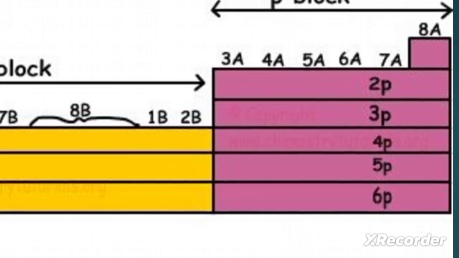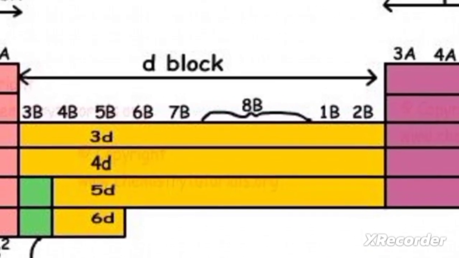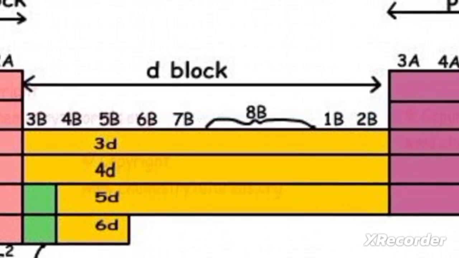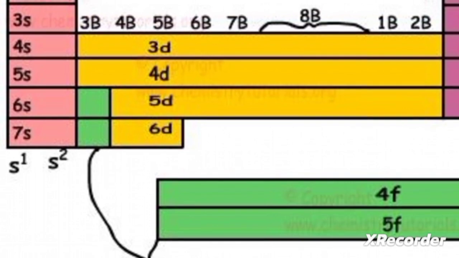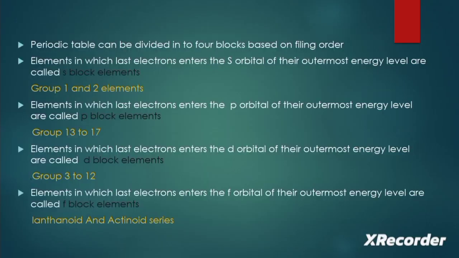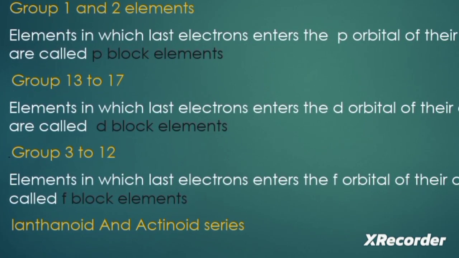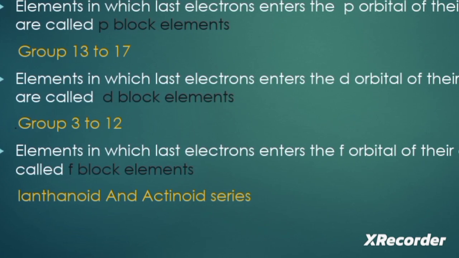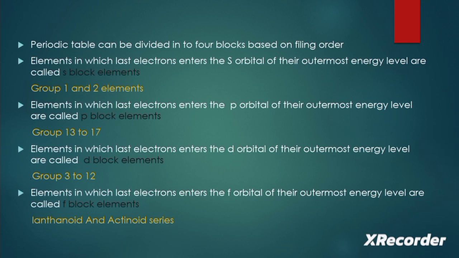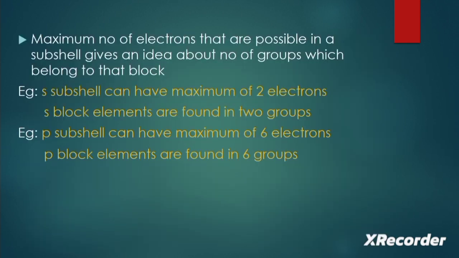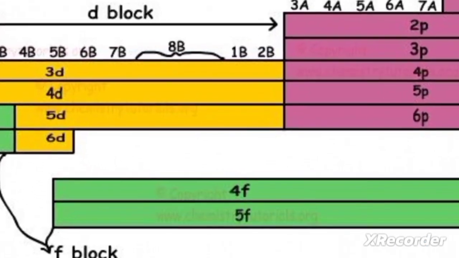You can see they are named as 3A to 8A p block elements, and 3B to 2B d block elements, and here you can see in green color f block elements. F block elements are the lanthanoid and actinoid series. That means there is a series of f block elements. This series is somewhat lengthier.